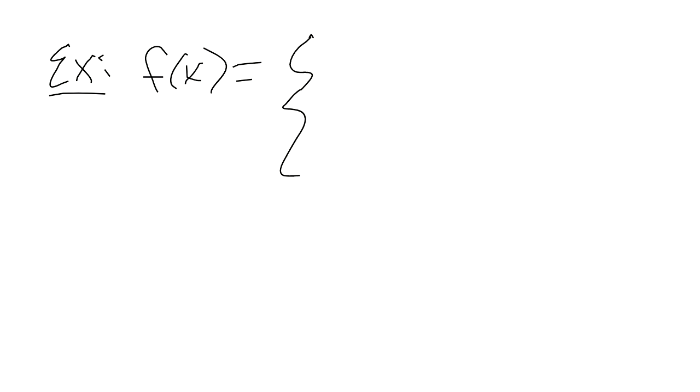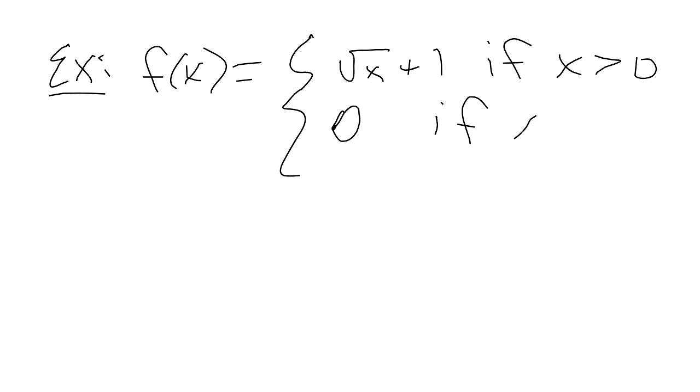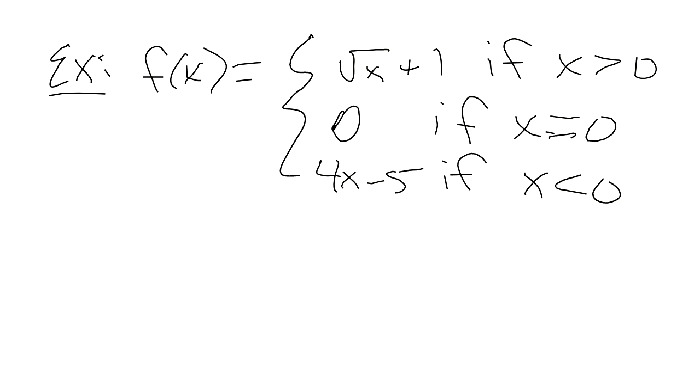Okay. I do want to show you an example because we're going to get into sections 1.6 and 1.7, looking at right and left-handed limits. So we're just going to look at a split function, and we're going to let f of x equal the square root of x plus 1 if x is greater than 0. It's going to equal 0 if x equals 0, and it's going to equal 4x minus 5 if x is less than 0. And I'm just going to draw this out.